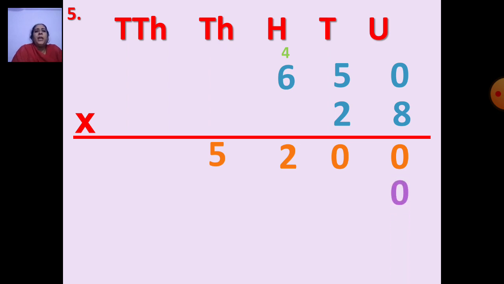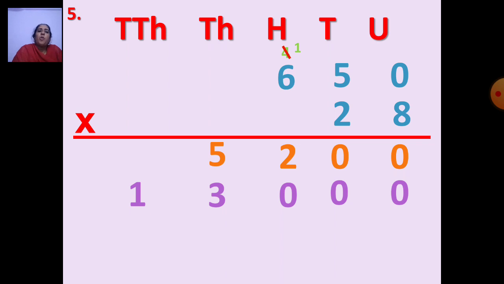Now you have to multiply 2. 2 zeros are 0. 2 fives are 10. So 0 will come down and 1 will go in the hundreds place. Cut 4, write 1. Now 2 6s are 12. 12 plus 1, 13. So both the numbers will come down.